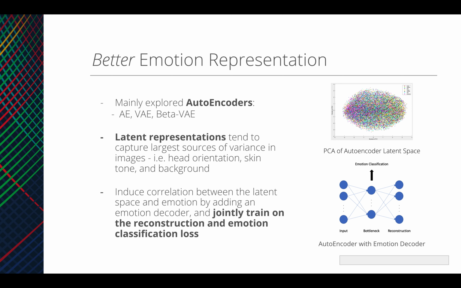The first plot on the right shows the results of running PCA on the latent representations learned by a standard autoencoder, where the points are labeled according to emotion labels. It is possible to see that the variance captured by the first two principal components failed to extract patterns related to emotion. To induce correlation between the latent space and emotions, we added an emotion decoder to the autoencoder, so that the model is trained on both the reconstruction and the emotion classification losses. The second plot on the right is a diagram of a standard autoencoder with the emotion decoder.